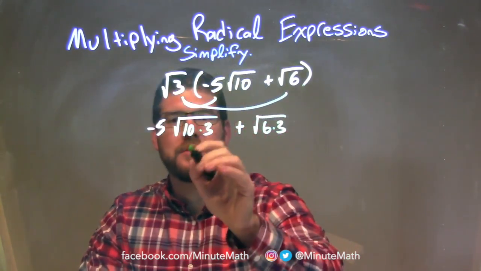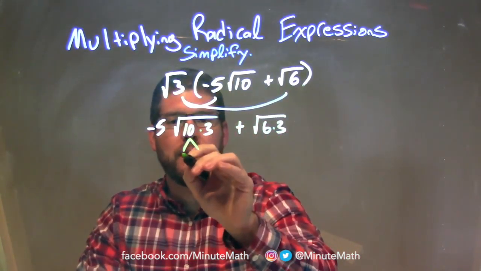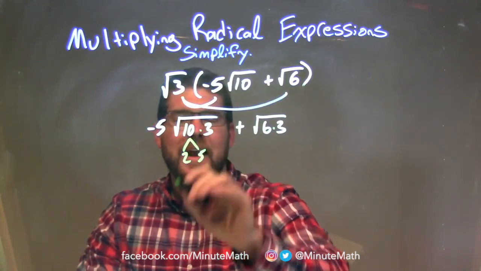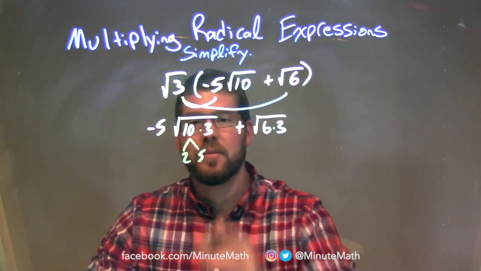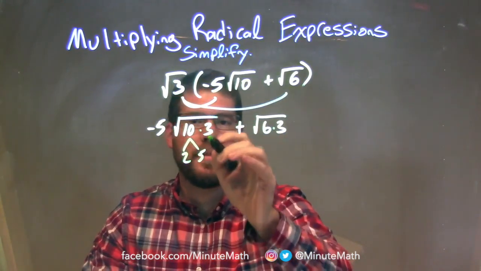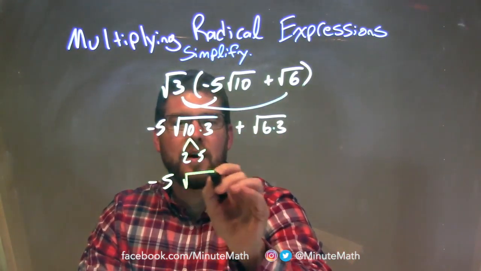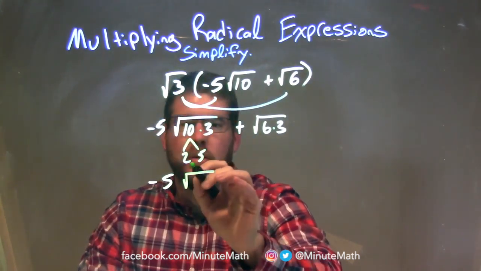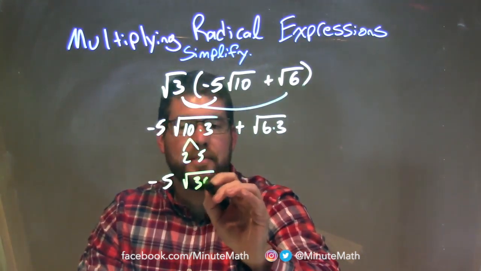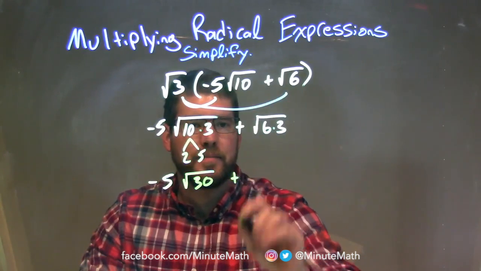Well, 10 comes out to be 2 times 5, so I simplify that, we have 2 times 5, but I don't see any pairs inside the square root, so sometimes we break this down, we don't see any pairs that we can circle. So when I simplify this, I have negative 5 times the square root of, well, I just do 10 times 3, or 2 times 5 times 3, which is 30. Okay, then we have plus sign here.